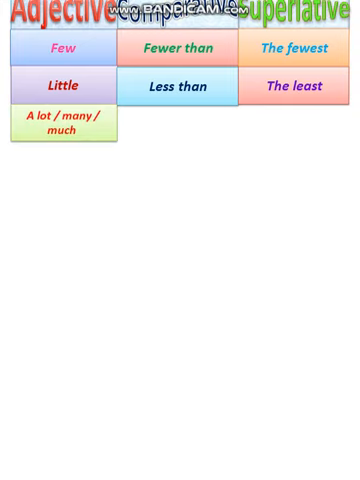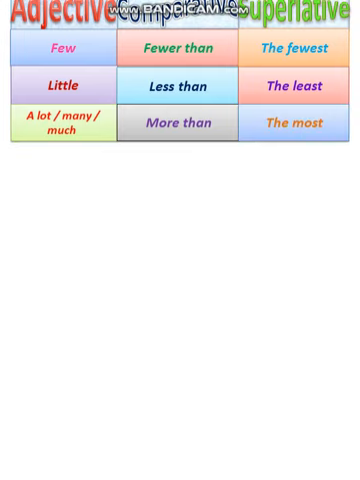Comparative means we compare between two persons or things. But superlative means we compare between one and a group. Okay? Another one. Little, less than, and the least. A lot, many, or much will be more than, and the most.